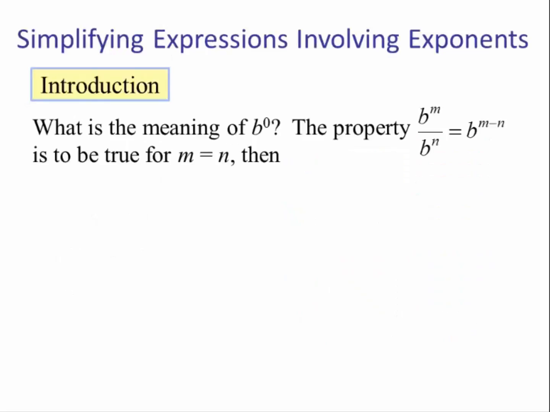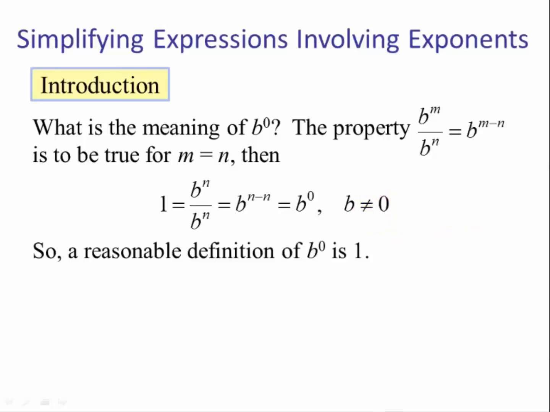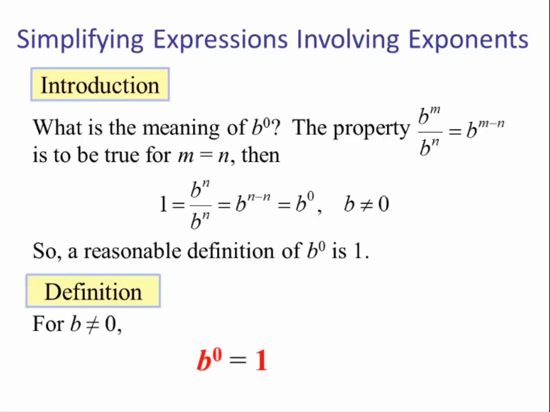So what is the meaning of b to the 0 power? Well, it means if m and n, the powers, are the same and the base is the same, then we'll have b to the 0, which is equal to 1, because b to the n divided by b to the n is equal to 1. Now this only works if b is not equal to 0. 0 to the 0 power is undefined. So definition: when b is not equal to 0, b to the 0 power equals 1.